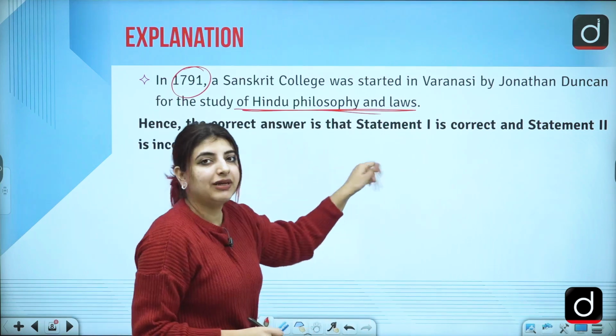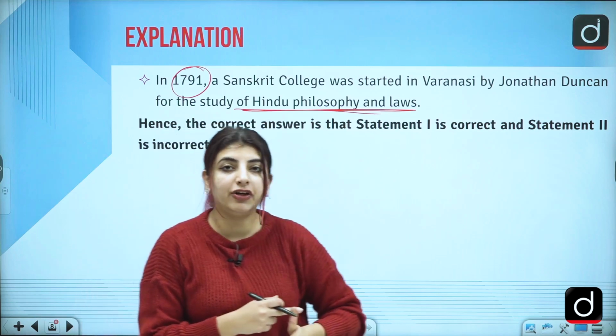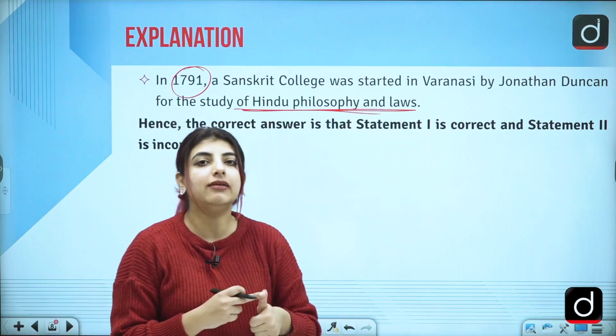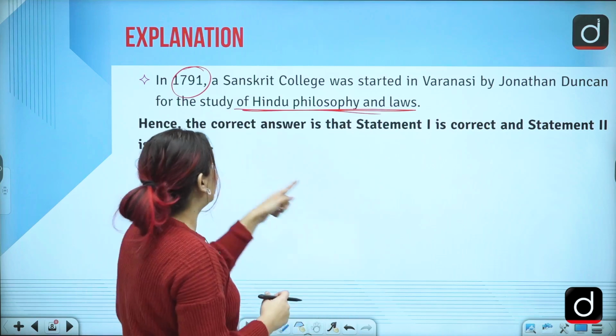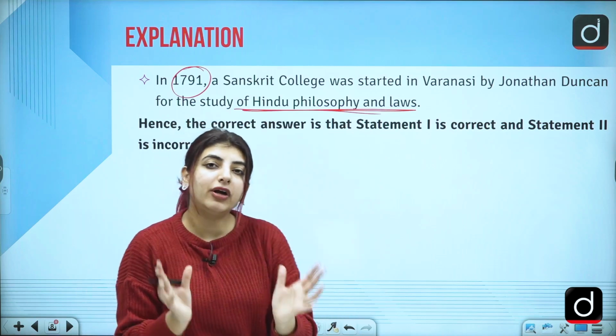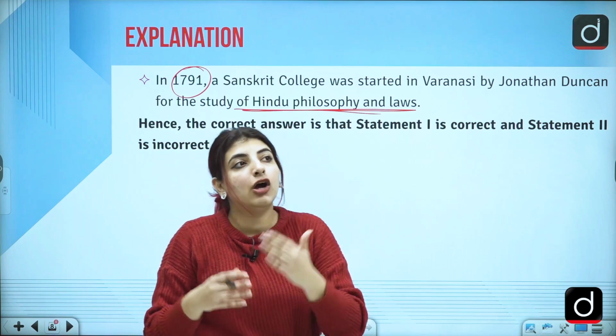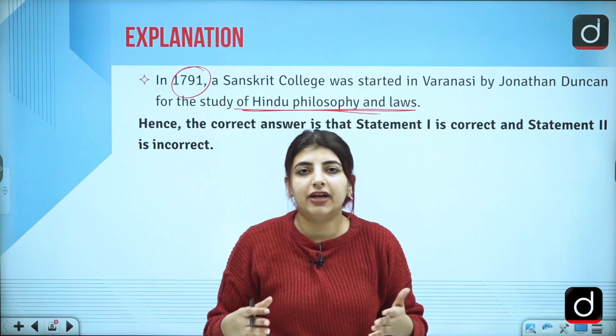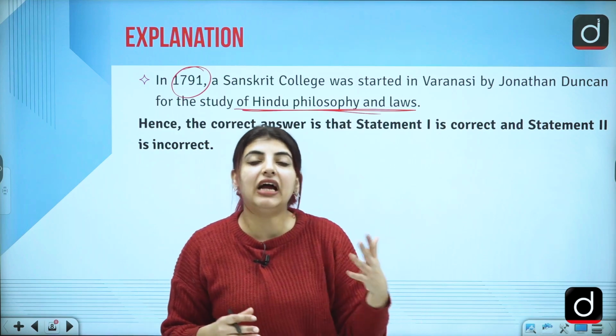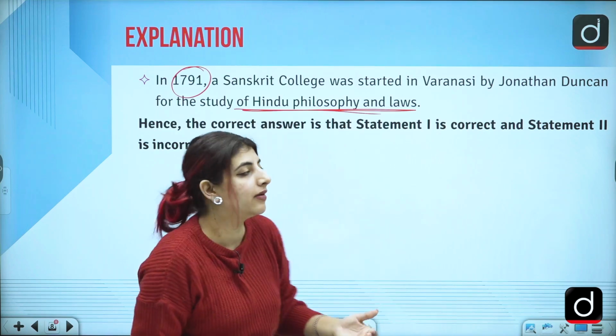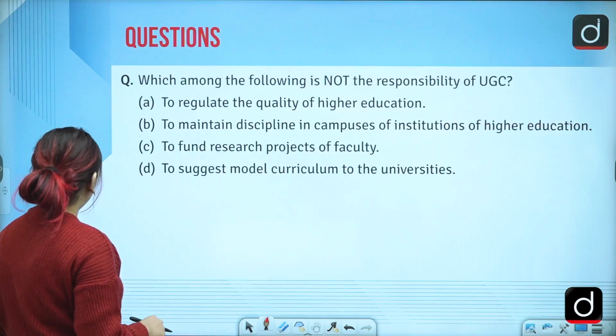Correct? So that's why statement 1 is correct, that yes, most of the universities were established during the British colonial period. But statement 2, which said that it was purely and entirely and genuinely because of the interest that the British had for the higher education, the spread of higher education. No, it wasn't that. There were many other political reasons as well for that. Correct? That's why statement 2 is incorrect.